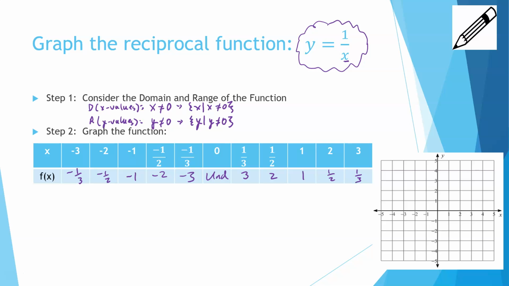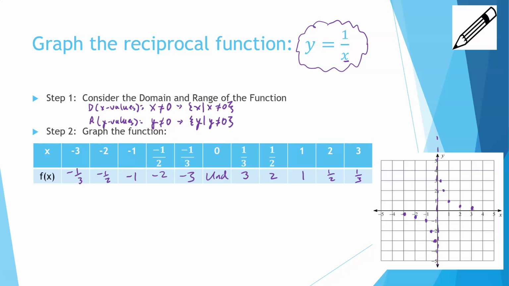So if I build that table and plot those points, at negative 3, I have a point at negative 1/3. Negative 2 is negative 1/2. Negative 1 is 1. Negative 1/2 is negative 2. Okay, so I get those points. I have to skip over 0. So I'm actually going to draw a dotted line there. We'll talk about what that's called in a second. And then at 1/3, I have a point at 3, 1/2 is 2, 1 is 1, 2 is 1/2, and 3 is 1/3.